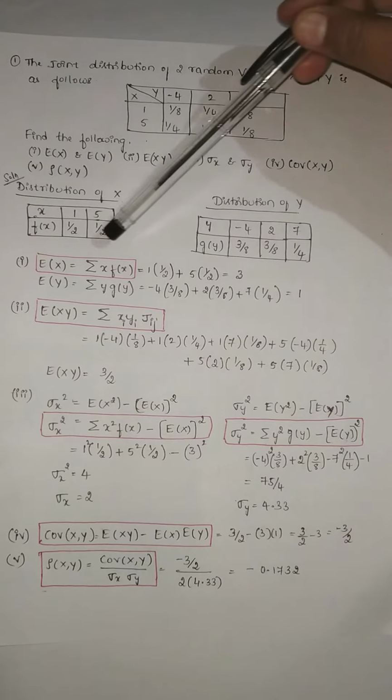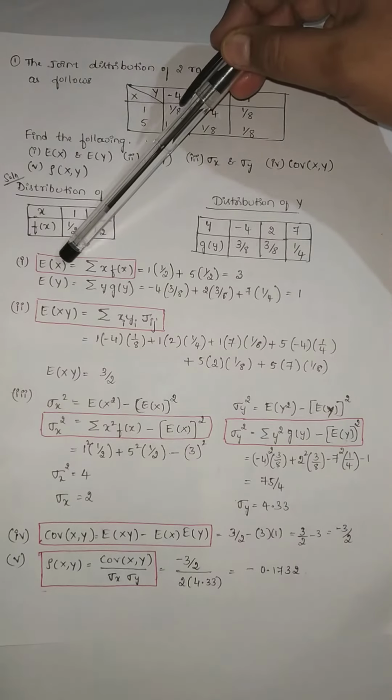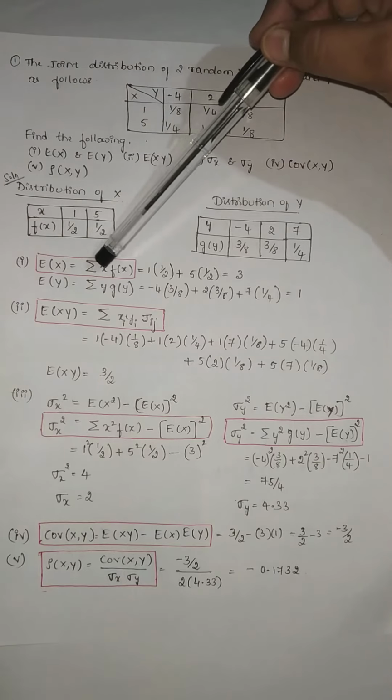So this is about the distribution of x and the distribution of y. Then in the next line you move to the first question, E of x, expectation of x, and the formula is summation x into f of x.